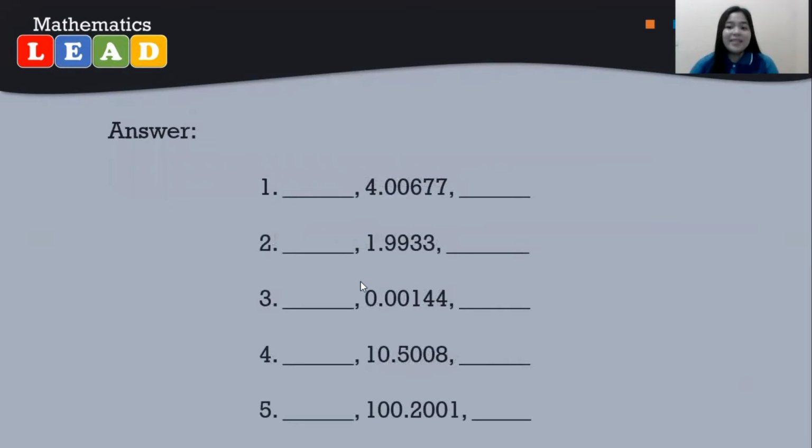Time is up. Let's check your answers. In number 1, it is right that 4.00677 is in between 4 and 5. For the next number, you got it right. The answer is 1 and 2. For number 3, it is indeed 0 and 1. For number 4, it is 10 and 11. And for the last number, 100.2001 is in between 100 and 101. I know you all got the correct answers. Very good, grade 7. Great job.